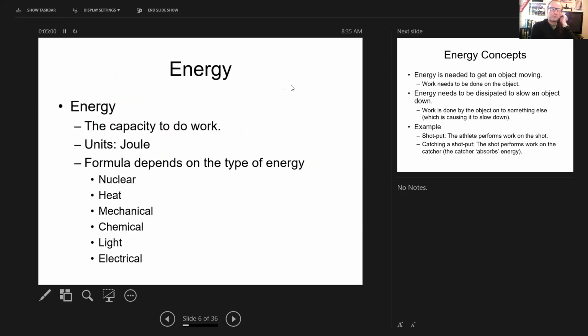So let's go through it a little bit more. Energy, the definition of energy, the capacity to do work. Now, we haven't defined work yet, but we'll do that in the next presentation. But work is simply a force applied over some distance, okay? I have to apply a force and I have to have some movement. If I don't have either one of those, I don't have any work being done.